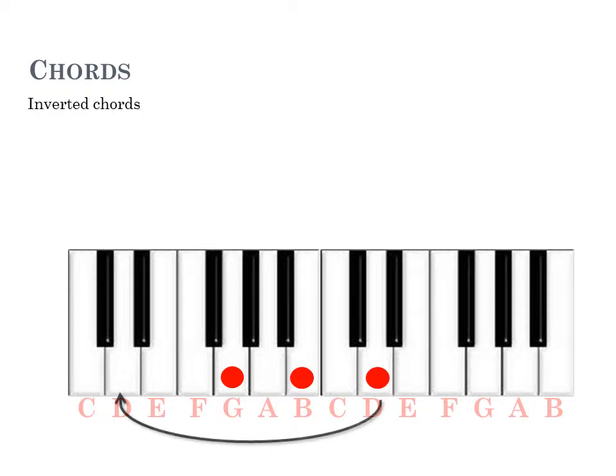So for example, I can take this D and move it to another place where you have a D and only play those three notes and it still remains a G chord. So it doesn't change to a different chord name. It's still a G, but it's inverted.